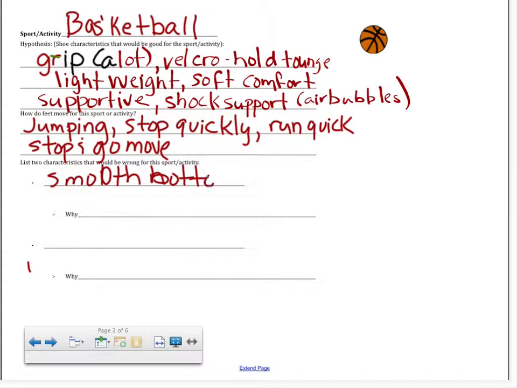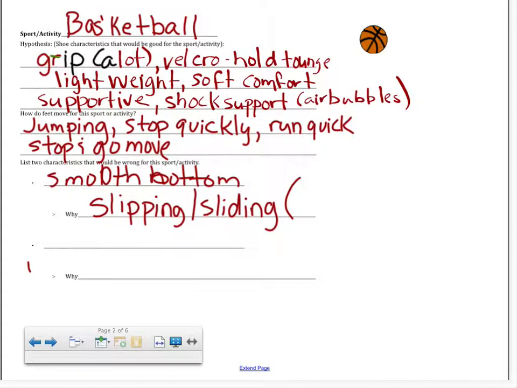Why, Kobe? Because if you have a smooth bottom, it creates less friction in your shoe. So what would happen? You'd be slipping. Slipping and sliding. And you said because why, Kobe? You said something about friction. Creates less friction, he says.